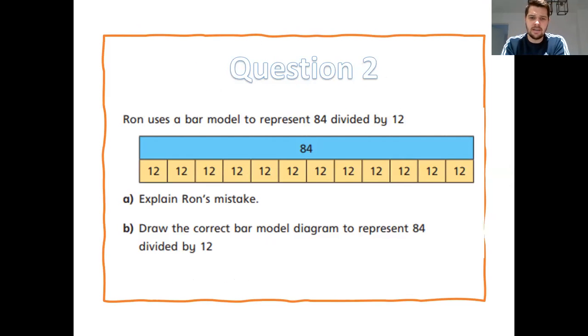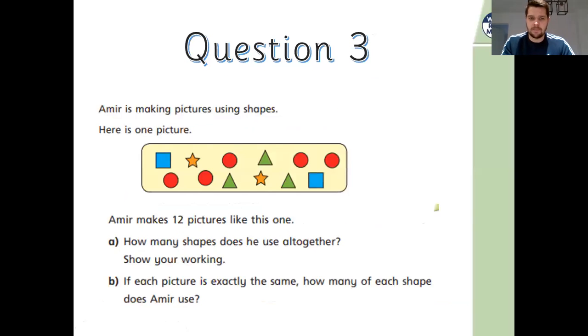So question 2 says, Ron uses a bar model to represent 84 divided by 12. Can you see what Ron has done incorrectly? And can you explain what he has done? And then the second part of that question, can you draw the correct bar model? So I've got 84, my whole amount there. And I've got 1, 2, 3, 4, 5, 6, 7, 8, 9, 10, 11, 12. I have divided it by 12. However, I'll let you have a think about that, see if you can explain it.